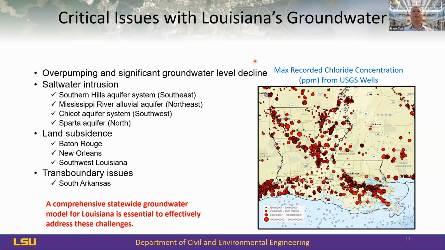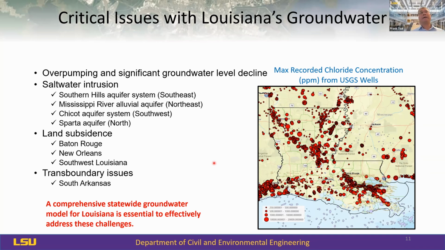So we have lots of groundwater issues in Louisiana, which are common in other states too. We have overpumping, and significant groundwater level decline that created saltwater intrusion in different aquifer systems. The Southern Hills Aquifer System, Mississippi Alluvial Aquifer, Chicot Aquifer, and Sparta Aquifer all have lots of saltwater intrusion issues. You can see the figure to the right. Those are the data we collected from USGS, the maximum recorded chloride concentration in parts per million. As you can see, lots of areas have a high chloride concentration in Louisiana.